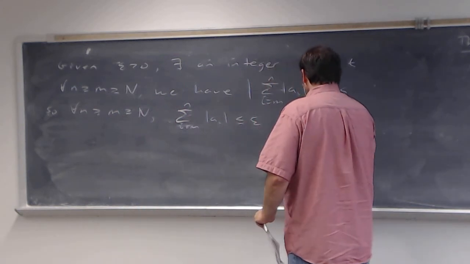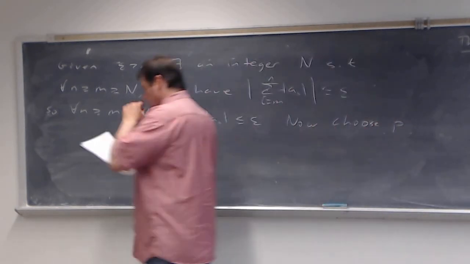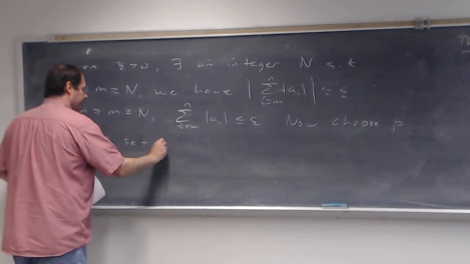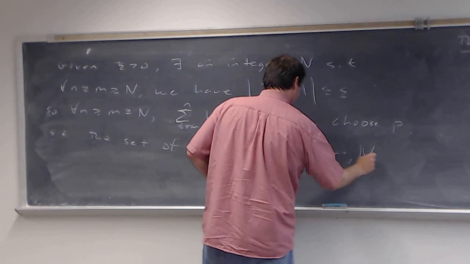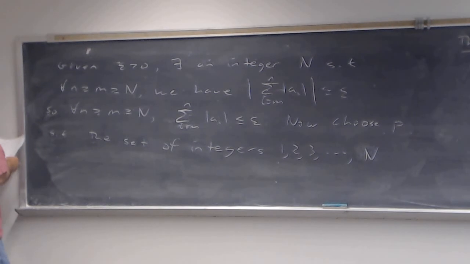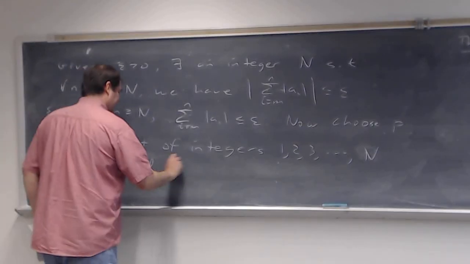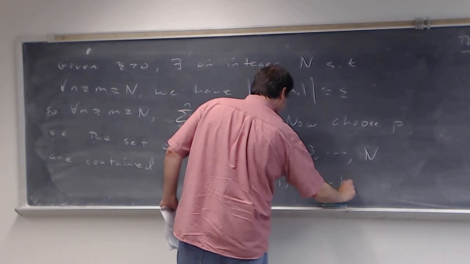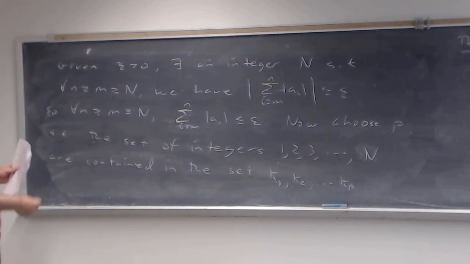Now what we do, we choose P such that the set of integers 1, 2, 3, all the way up to this big N, what we're working with, are contained in the set k sub 1, k sub 2, up to k sub P, which is forming the rearrangements. Okay, that's what we did.